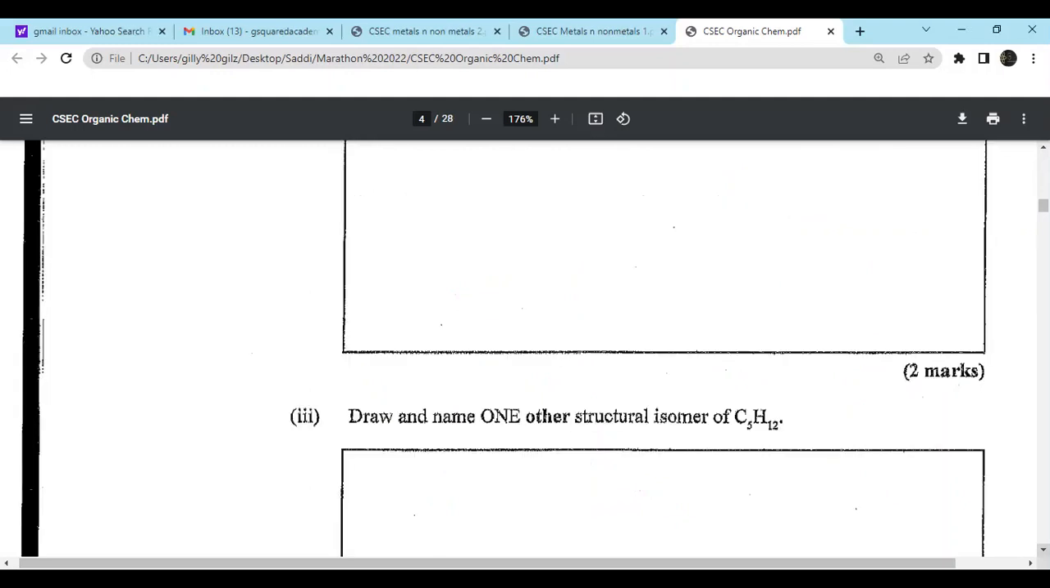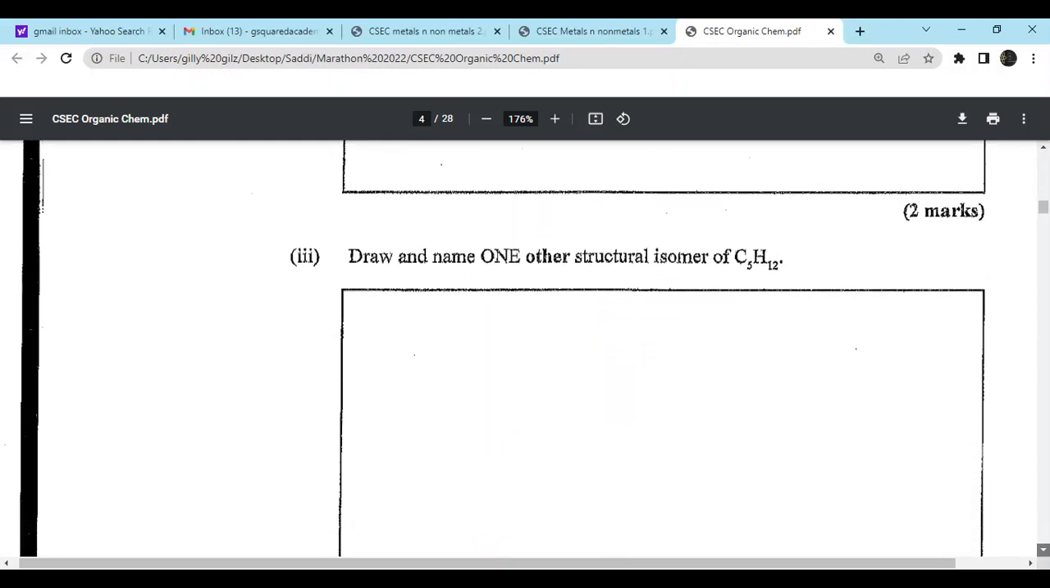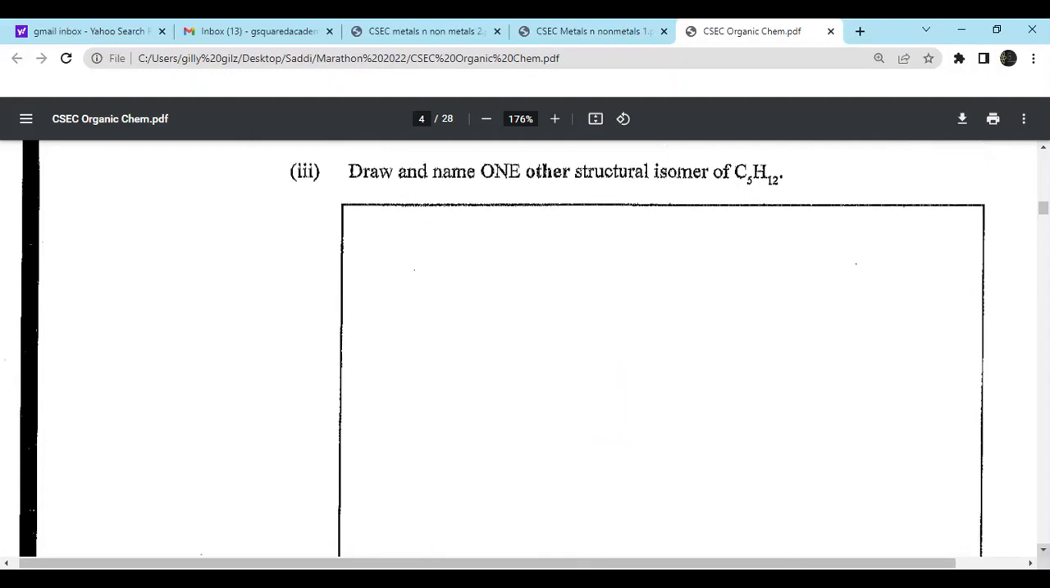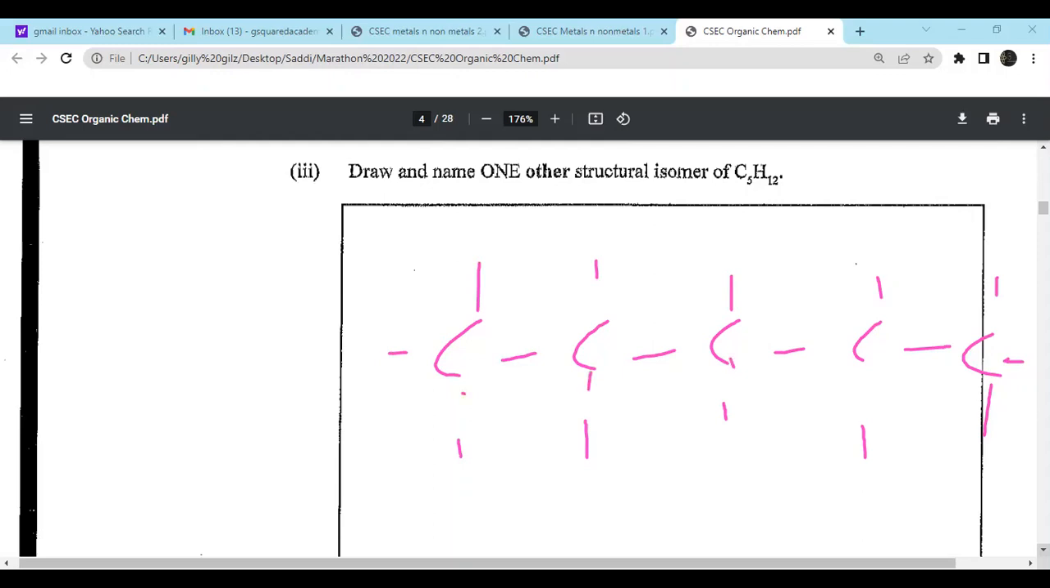So we proceed now. Draw and name one other structural isomer of C5H12. So we can draw and name one other isomer. We could actually draw a simple one, which is pentane. So you draw 5 carbons in a straight chain, 1, 2, 3, 4, 5, and then you just add hydrogens. All of these lines are hydrogens. I am not adding them now because hydrogens are annoying to draw, but you have to add them when you are drawing it. So this would be another isomer of C5H12, and this is pentane. 5 carbons in a chain. All right, so that's another isomer.